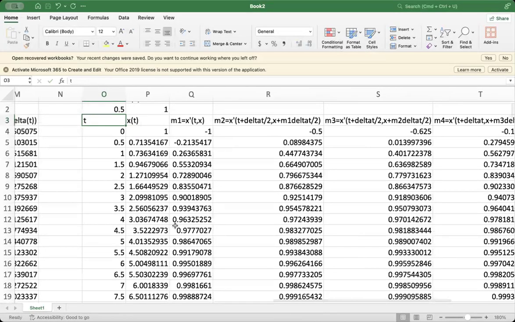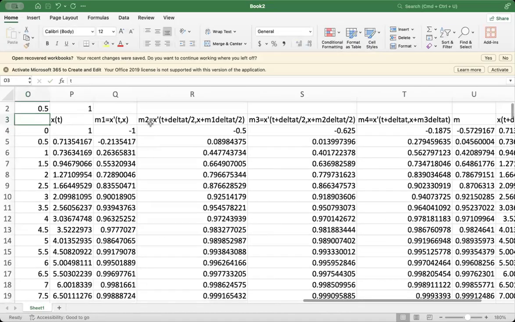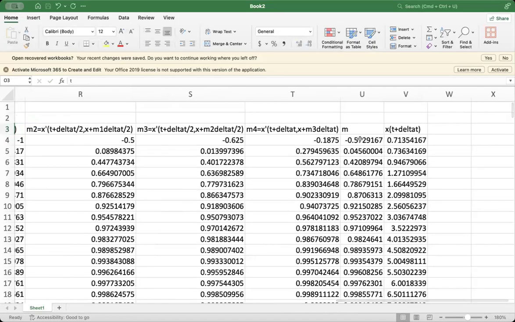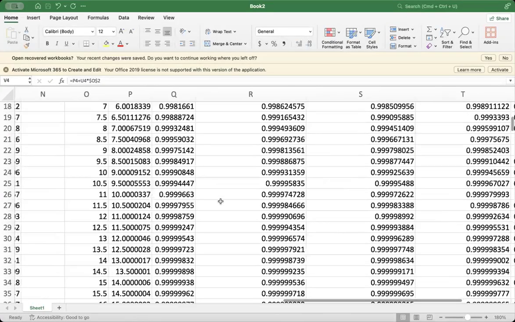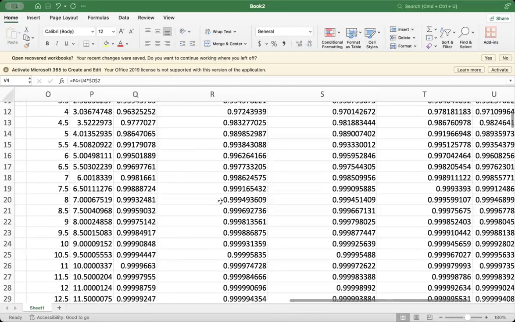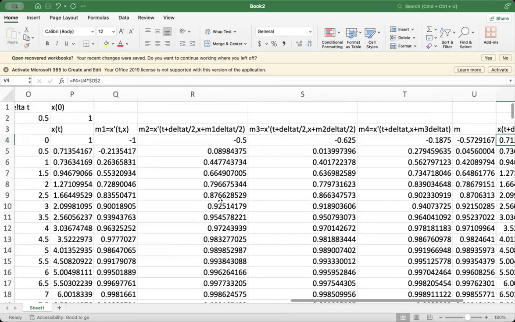So that's the idea: you build the slopes M1, M2, M3, M4 to make a new weighted slope that you're going to follow, and that gets you to the next point. You just keep doing it. You could do this with different differential equations, but this is what we wanted to do for this problem. So that's how you build Runge-Kutta, and you can play with it with other ones.